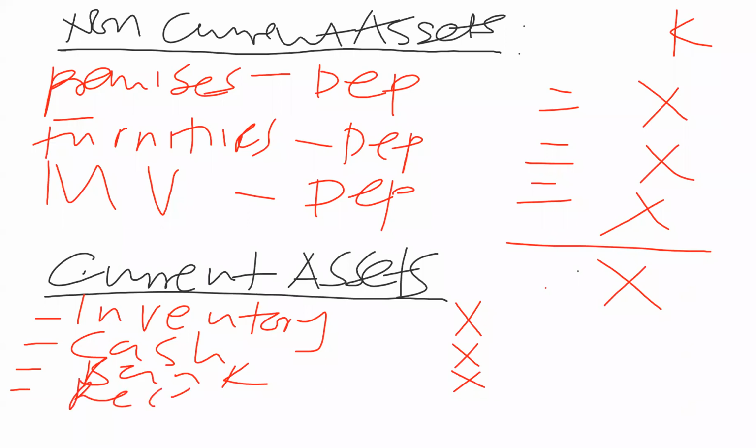Receivables, the trade receivables or debtors. In other literature, you will find debtors. The people that owe you as a business, we call them the debtors. They form the accounts receivable.